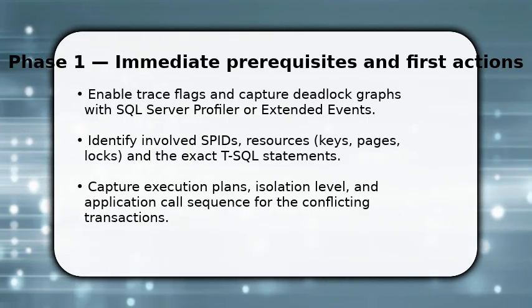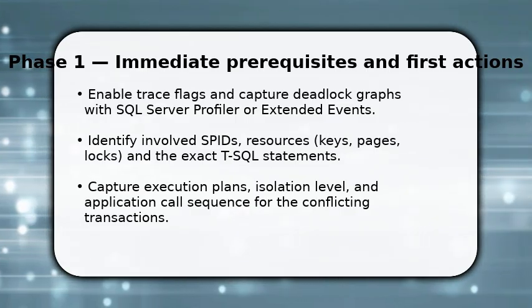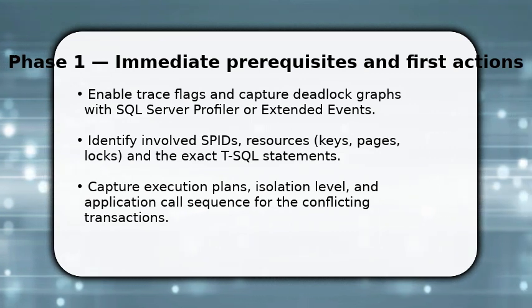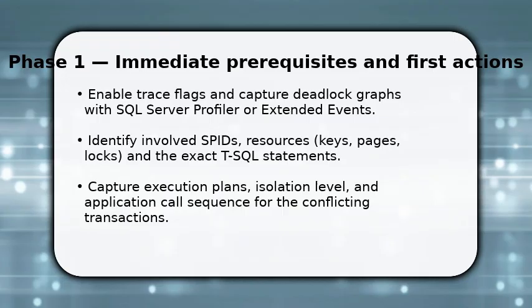Once the trace runs, reproduce the scenario if safe. This gives reproducible deadlock graphs. Make sure to log timestamps and application call sequences for later correlation.